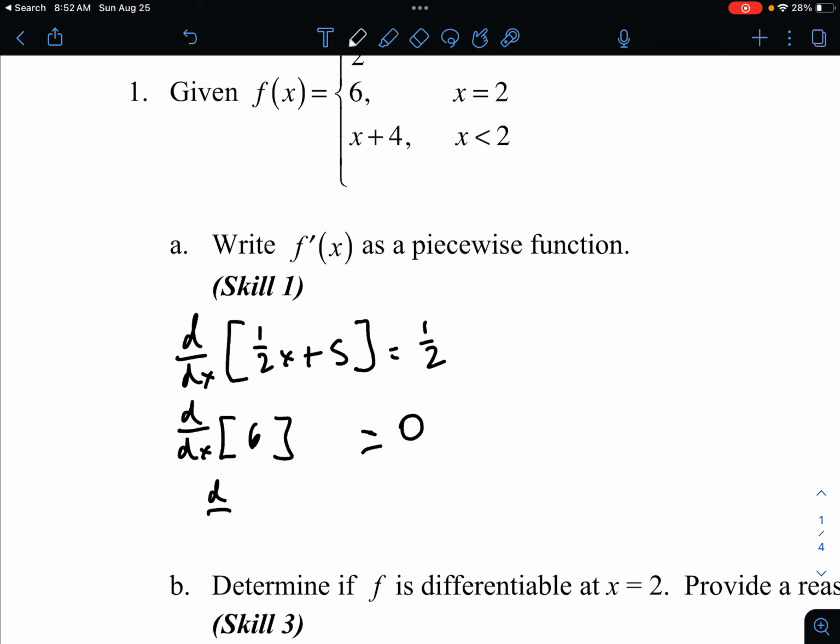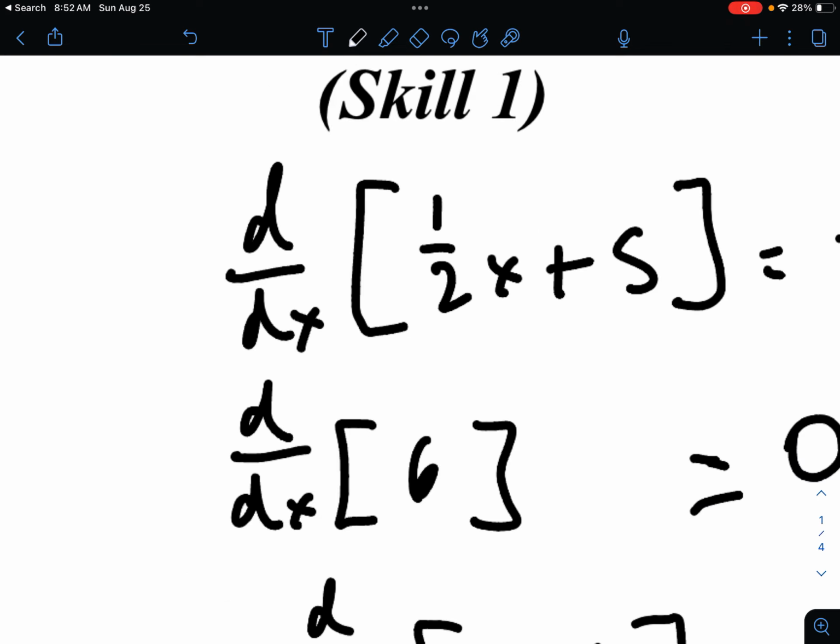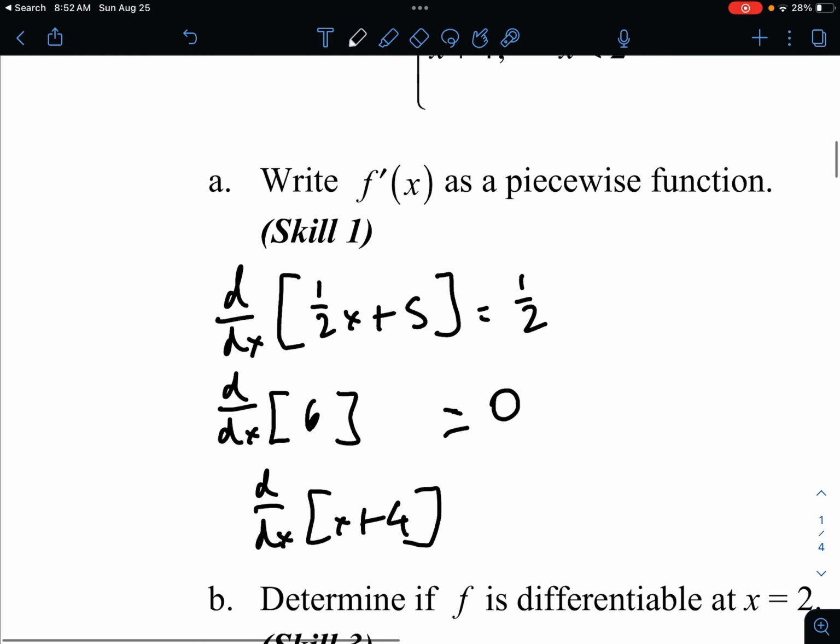And then d/dx of x plus 4. The d/dx just means I'm taking the derivative of that function. So the derivative of x plus 4, the slope is 1, so that's going to be my answer.